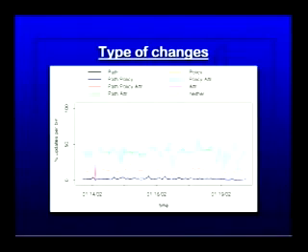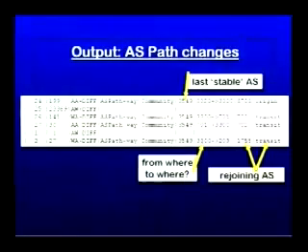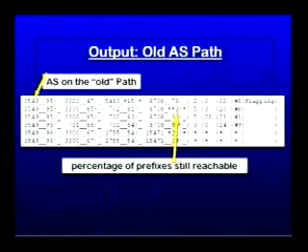So the output of our tool looks a little bit more detailed like this, but I don't have the time here to go into details. So next, the output of our tool will print the old AS path, because the new AS path is providing the connectivity. That means that the old AS path somehow has lost the connectivity.